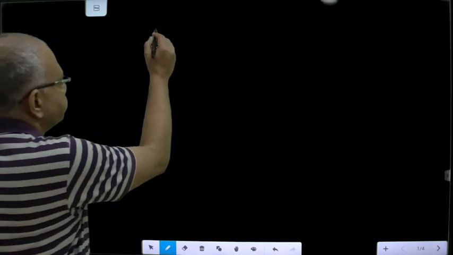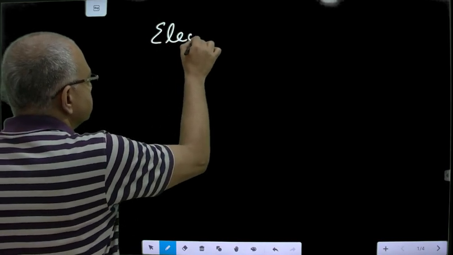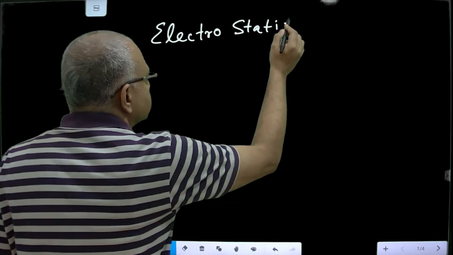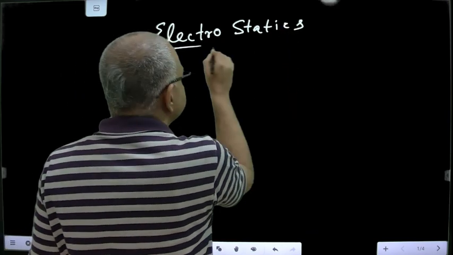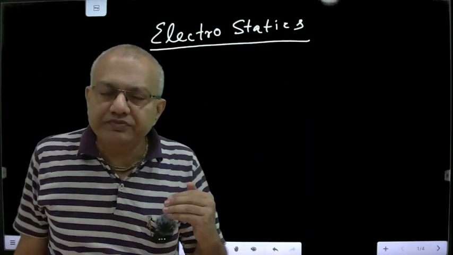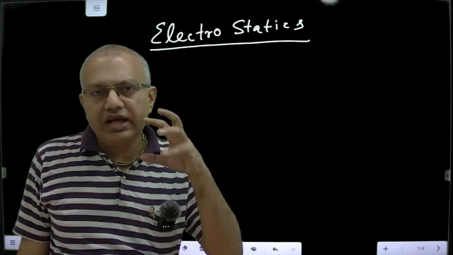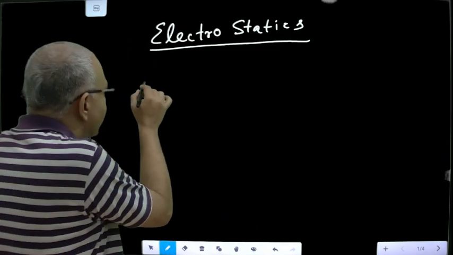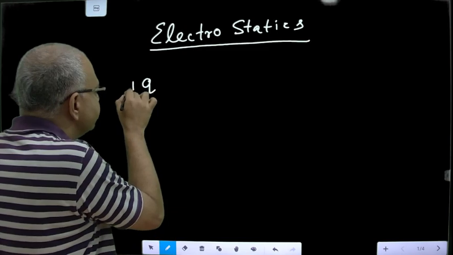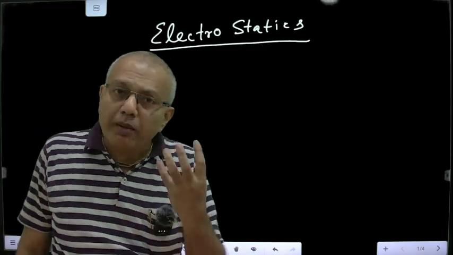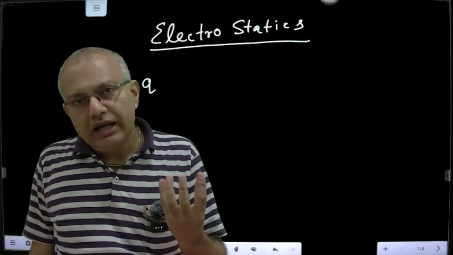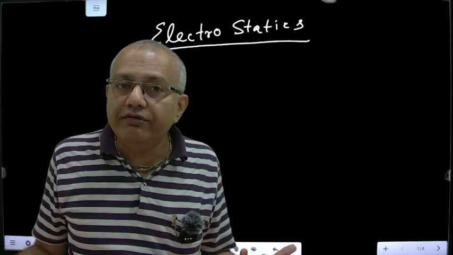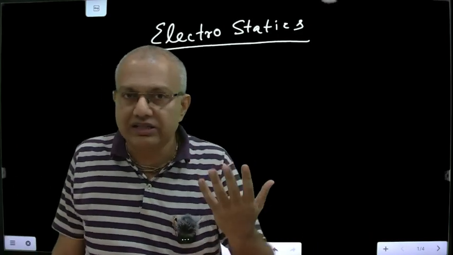Now see, in electrostatics, we are going to take some stagnant, fixed charge. Let's think charge Q is existing there. It is a positive charge. The property of this charge is that in the environment of that charge, it creates a field. What kind of field? That's called electric field. We will discuss what the electric field is.